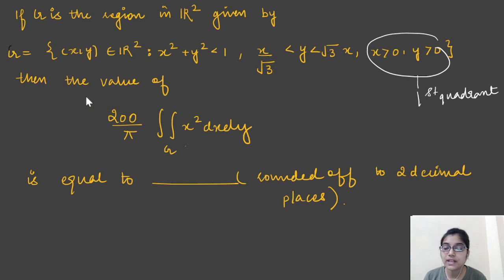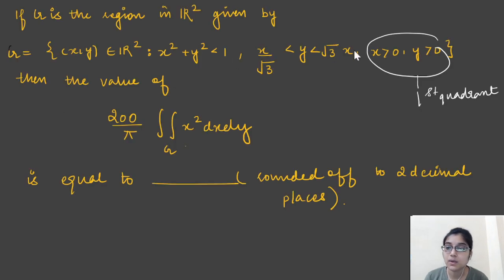So we have to find out the value of 200 by pi over this domain G, x square dx dy. So what we have to do is that first we have to draw our region of integration, where the region of integration is bounded by the curves. Which curves? The interior of this unit circle, and these are the two lines. If you see x by root 3 less than y less than root 3x, this is what is being given to us.